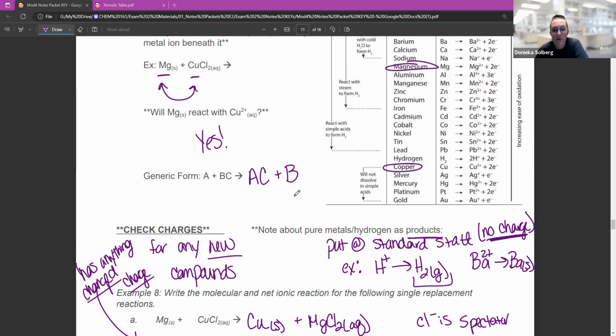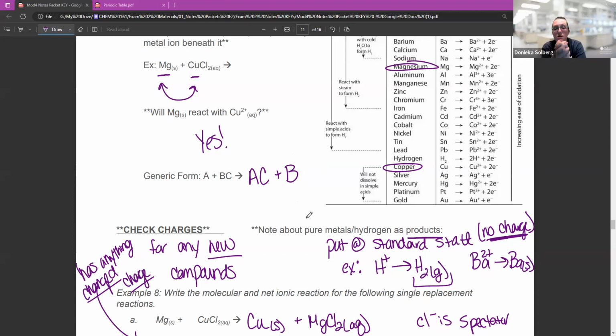Now, again, whenever you make new compounds on the right side, you have to check your charges. That's if you're making a compound. So for example, this AC, I do need to check my charges when I put them together. If I have a pure element, though, so this is my note about pure metals and hydrogen as the products, you put them in their standard state. So if I had started with H plus on the left, if hydrogen is by itself, it's H2 gas. For example, if I have barium by itself, it's Ba solid. You just put them in their standard state. They should not have a charge when they are by themselves.